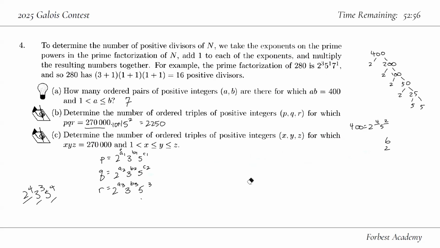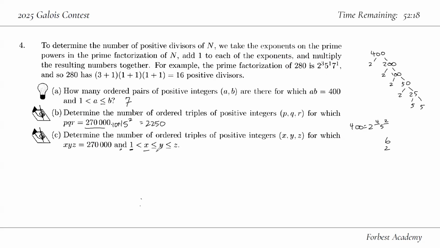Okay, now let's do the last one. Part C, determine the number of ordered triples of positive integers x, y, z for which xyz equals 270,000 and 1 is less than x, is less than or equal to y, is less than or equal to z. Okay, so here, how are we going to do this? So we have some extra requirements that x has to be greater than 1.